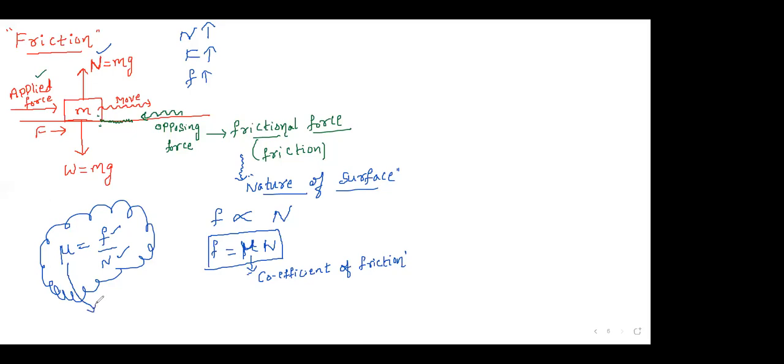Please remember, there will be no unit. There will be no unit for the coefficient of friction, because in the numerator we have frictional force in Newton. In the denominator we have a normal reaction in Newton. So both Newton will get cancelled out. So there will be no unit for the coefficient of friction. So coefficient of friction is denoted with the symbol mu, that is defined as the ratio of frictional force to the normal reaction.